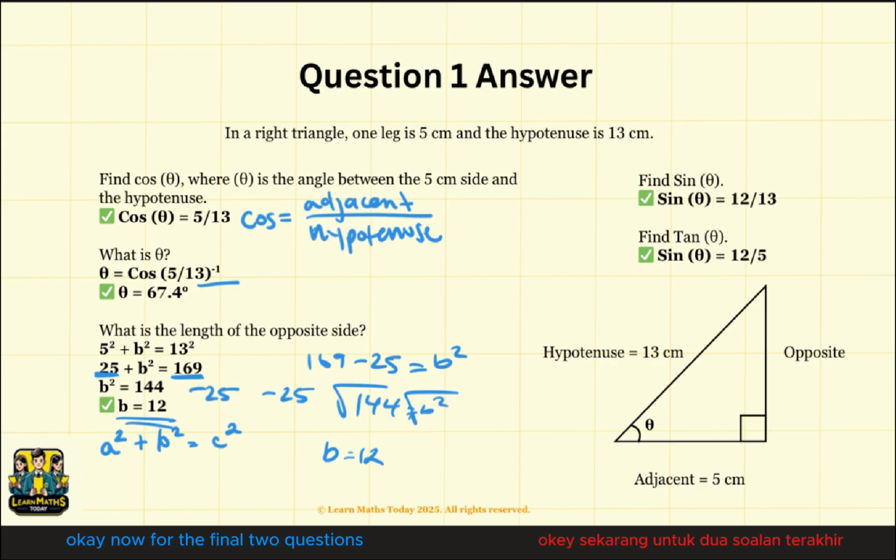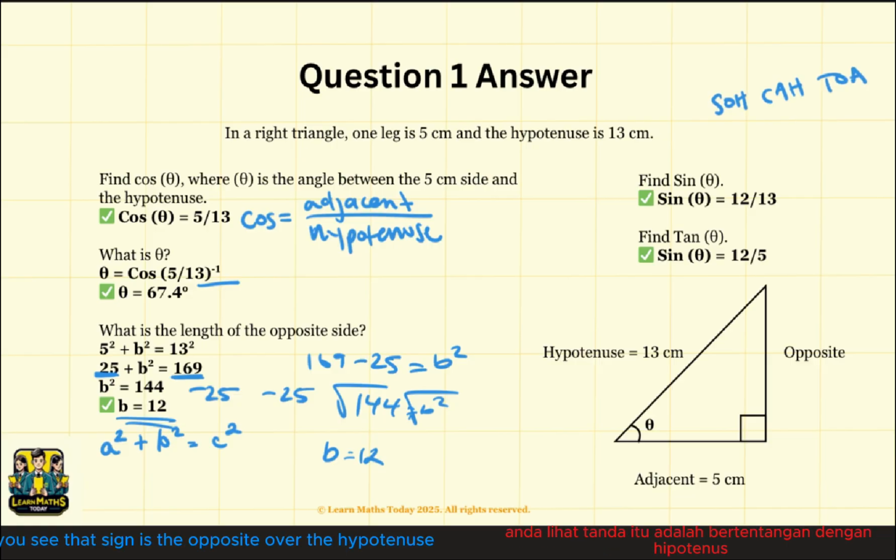Okay, now for the final 2 questions, it was really a matter of remembering the equations for sine and tangent that I gave you. If you recall back to SOH CAH TOA, the acronym that will help you memorize this, you see that sine is the opposite over the hypotenuse, which is 12 over 13, and that's how I got that answer. And then the tangent is equal to the opposite over the adjacent, which is 12 over 5, which is how I got that number, and that's the answer for both of those questions.